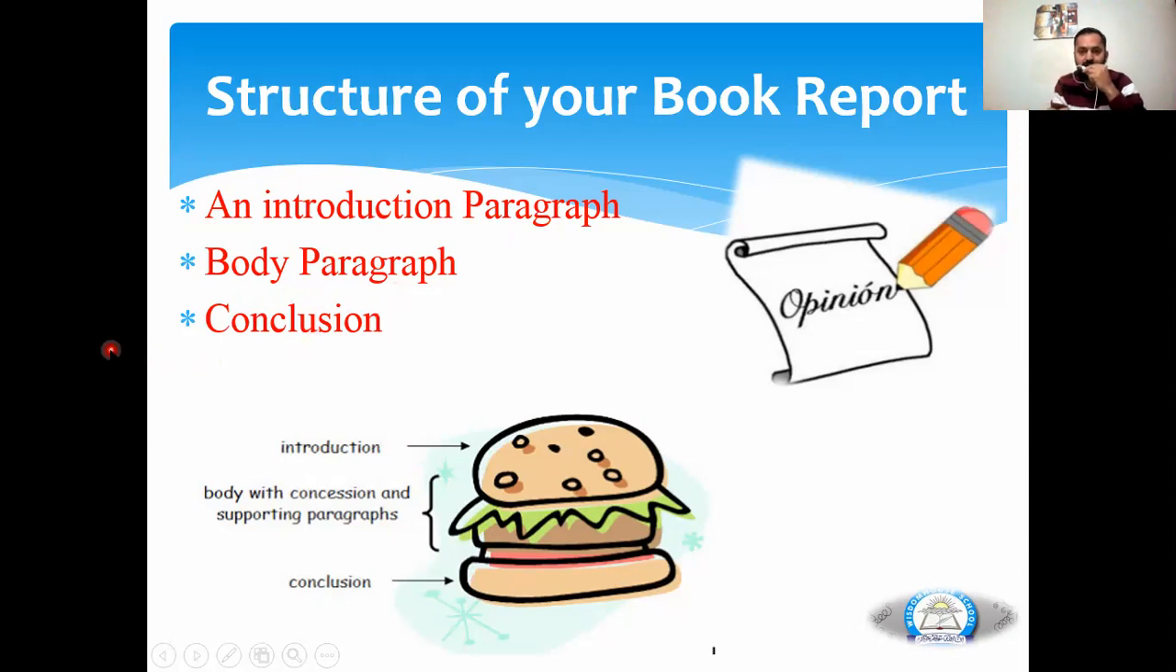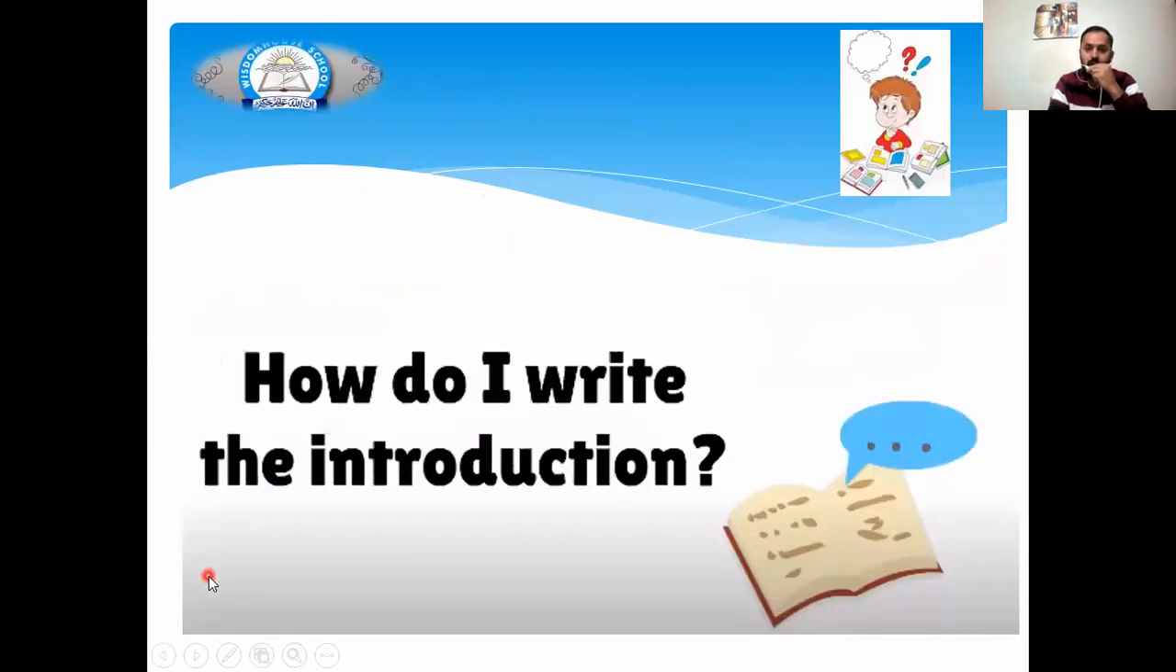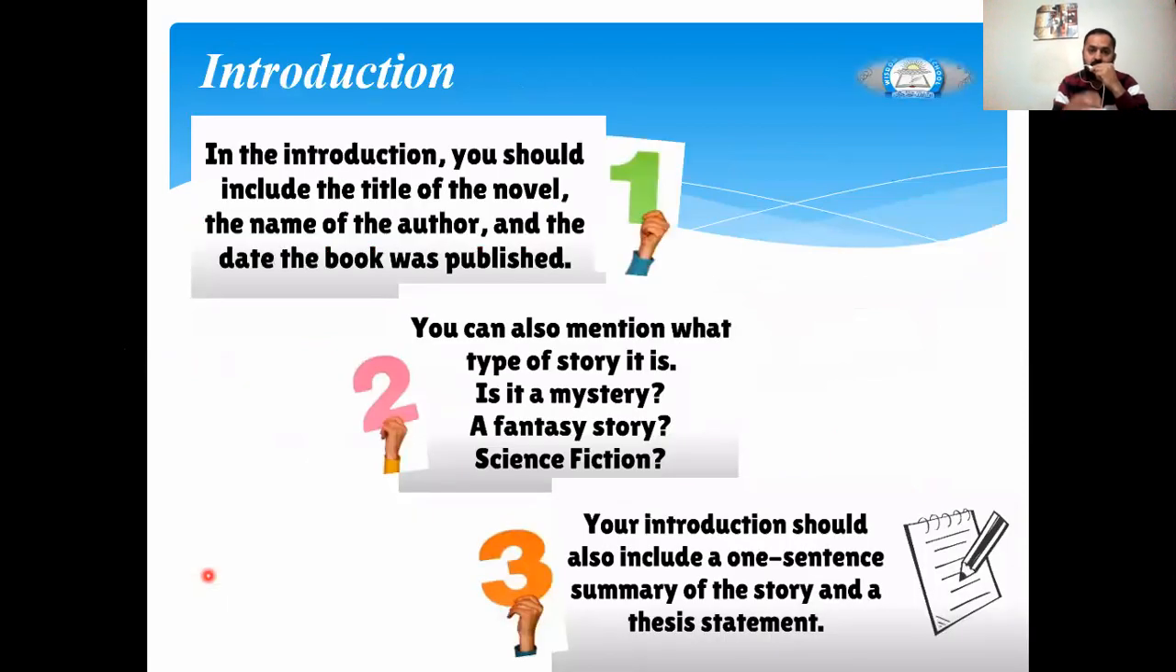Now the question arises here: what to write in the introduction, what to write in the body paragraph, and so on. Let us see. How do you write an introduction paragraph? That's very simple. You don't need to worry. The most important thing, remember, is that you have to read the complete book clearly, right? Now, what to include in the introduction? There are three things you have to consider.